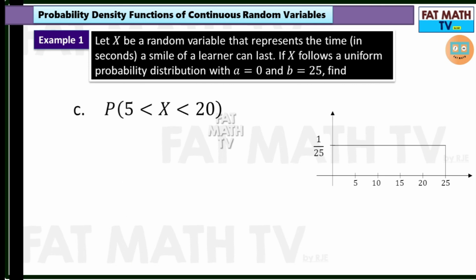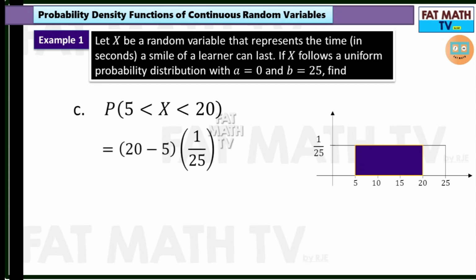Another, probability that x is greater than 5 but less than 20. So that's the graph. From 5 to 20, how long is that? That is 15 units. 20 minus 5 is 15. So 15 times 1 over 25, that's 15 over 25. Simplify that, divide both numerator and denominator by 5, you will get 3/5. So the area of this rectangle is 3/5. That is also the probability.